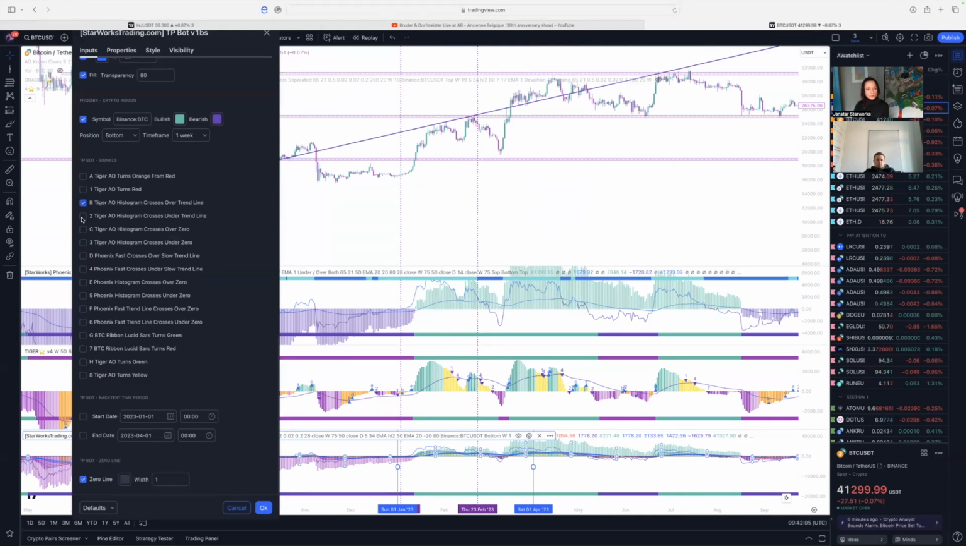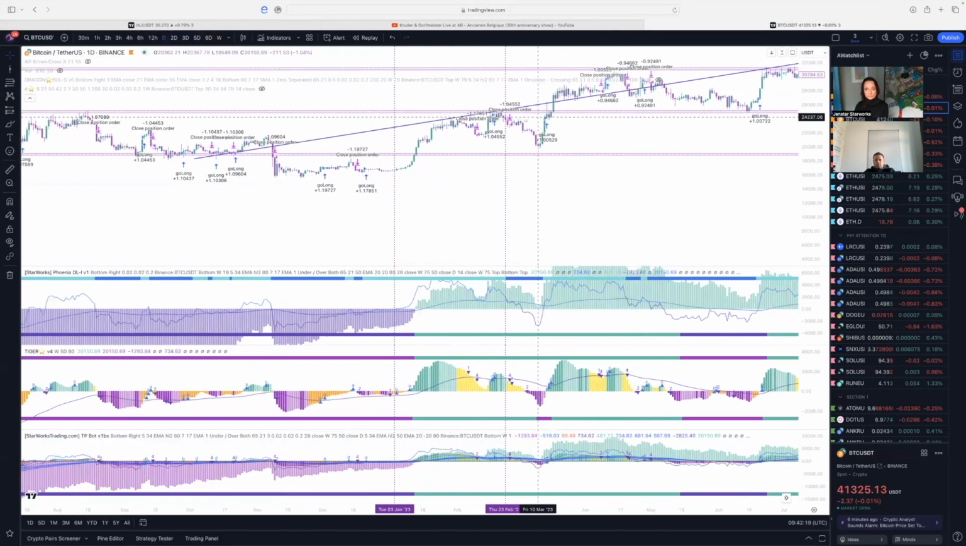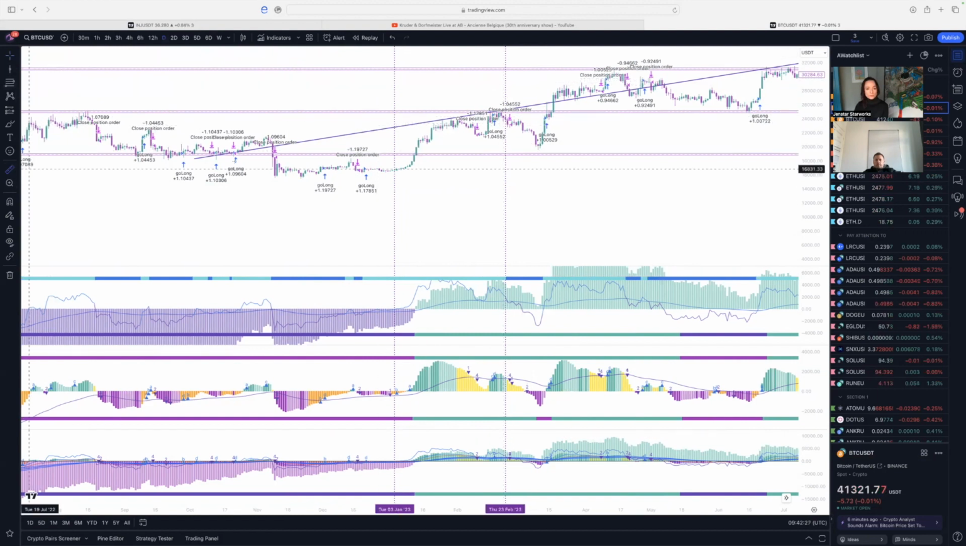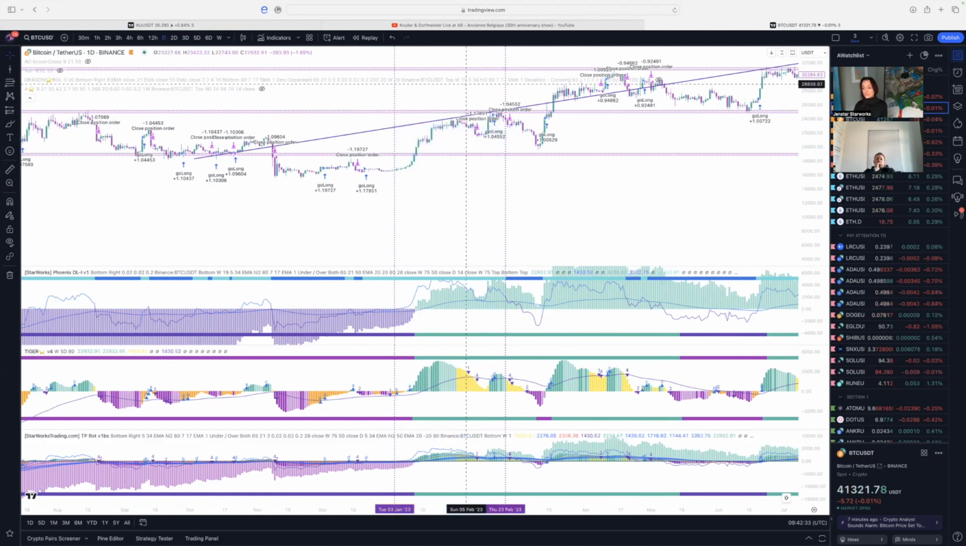Tiger histogram crosses trend line, and fast Phoenix crosses over slow. So these two, and we would have been out here. Yeah. So that was approximately 38%.